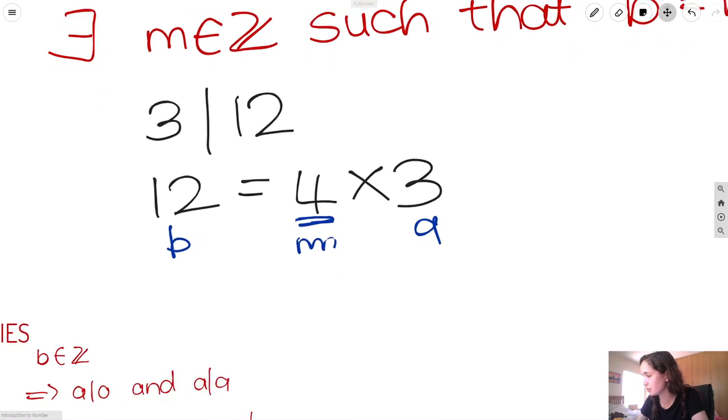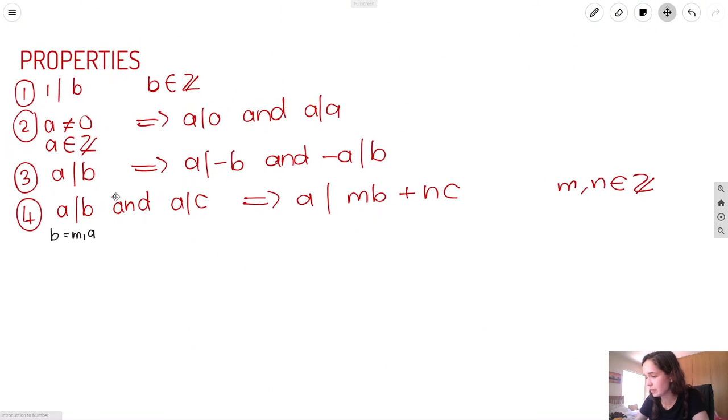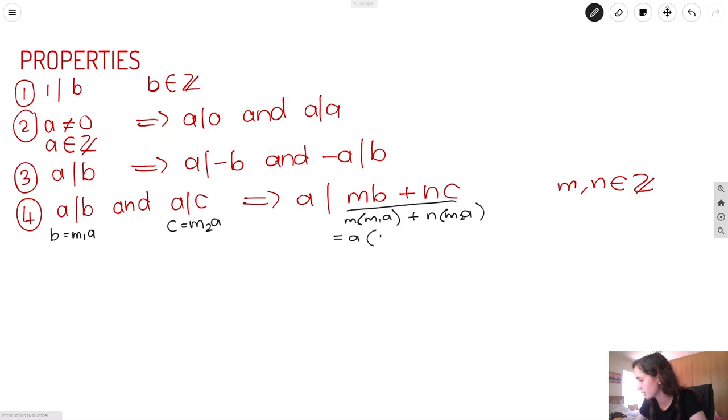So 12 is equal to 4 times 3, so we can rewrite b in terms of a. c is equal to m2a. This means we can rewrite this expression as being equal to m1a plus n m2a, which when we factorize will be equal to a times m1 plus n m2.